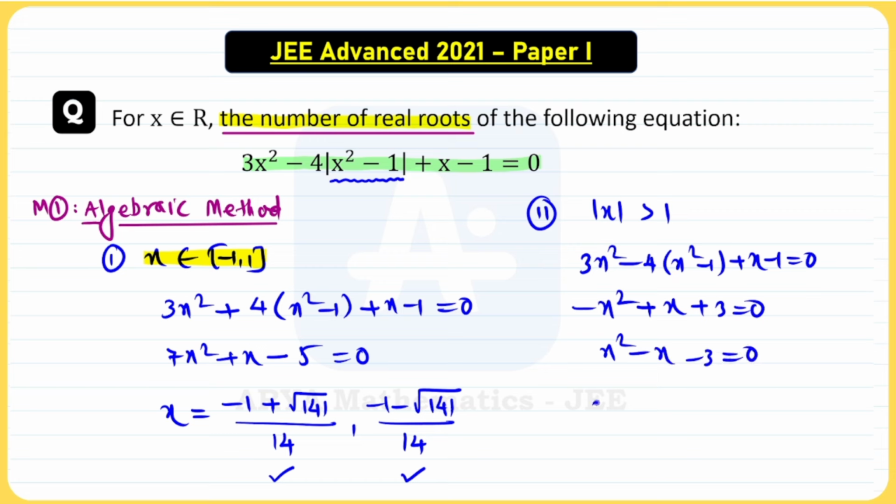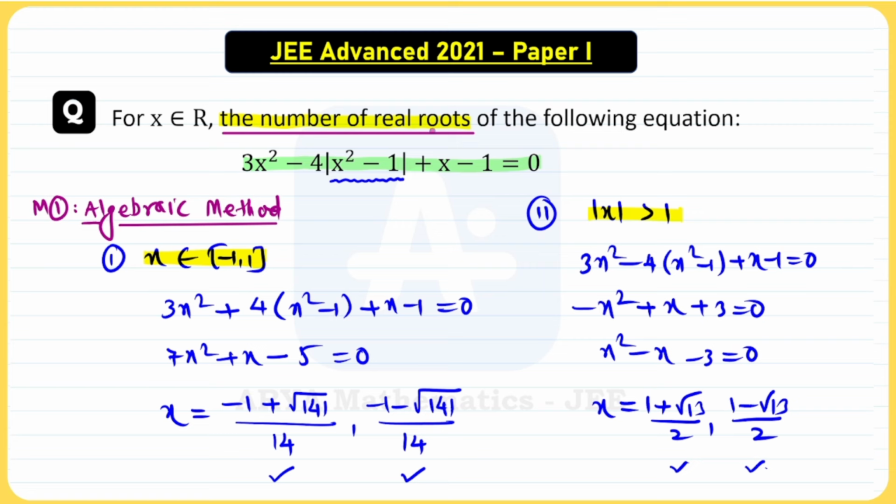From here you will get x equals (minus b plus root D) by 2a. Now D will be 13, so x equals (1 plus root 13) divided by 2, and the other is (1 minus root 13) divided by 2. Again you can see that both of these numbers satisfy this condition. (1 plus root 13) by 2 will be greater than 1, and (1 minus root 13) by 2 will be smaller than minus 1, so the modulus will be more than 1. So from here we are going to get another two roots.